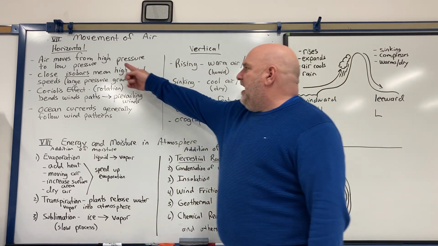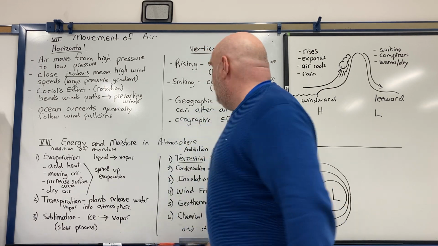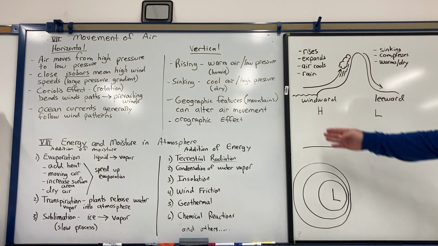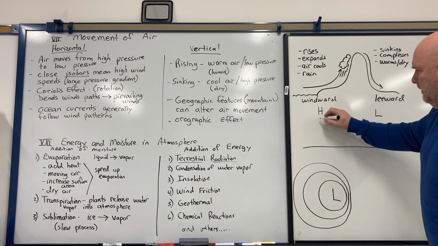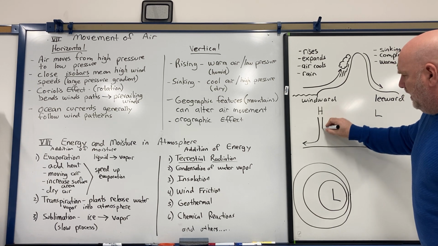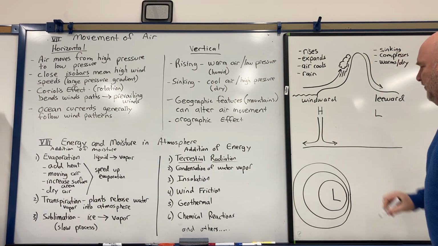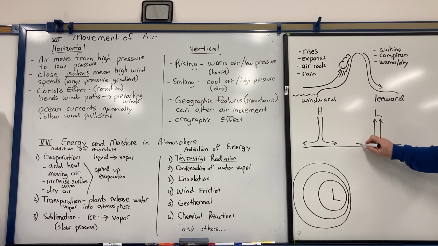All right, horizontal. Air moves from high pressure to low pressure. Well, let's look at the diagram here. High pressure is sinking air. So air sinks, hits the ground, and spreads out. Low pressure is rising air. Air rises, and then air from the side comes in to take its place like that.